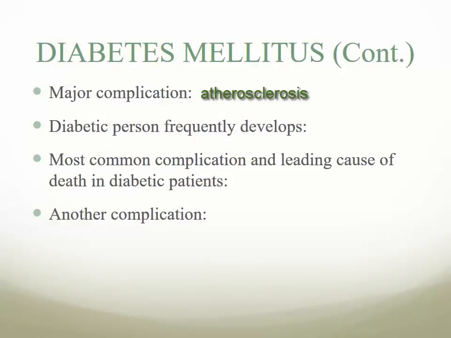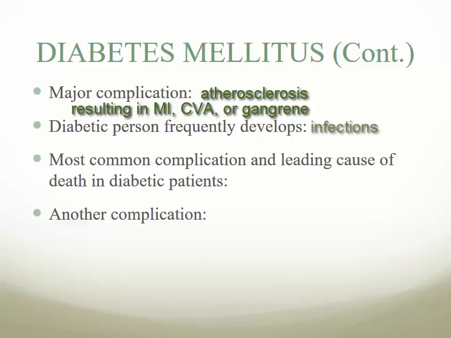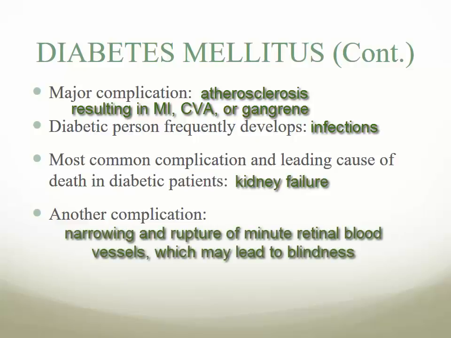It causes arterial narrowing and even occlusion, resulting in myocardial infarction, strokes, or gangrene. The diabetic patient frequently develops infections, which tend to heal poorly because of generalized poor circulation in the patient. The kidneys are always affected by long-standing diabetes, and kidney failure is frequently the cause of death. Another complication is narrowing and rupture of the minute retinal blood vessels, which may lead to blindness.